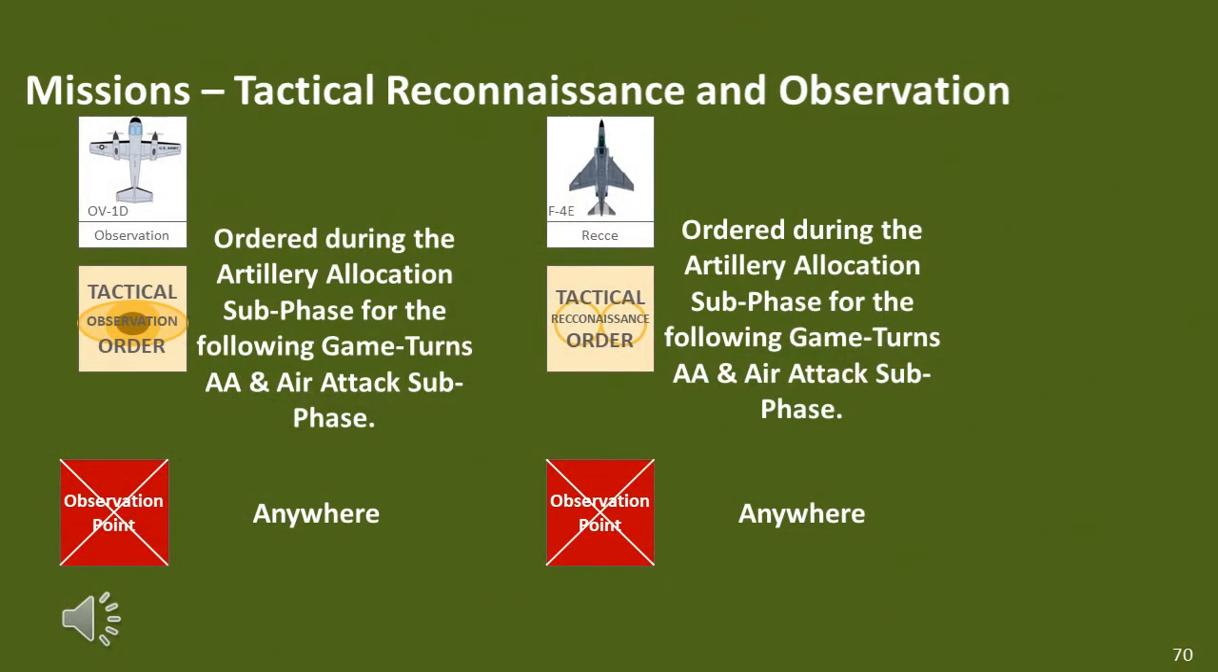Tactical reconnaissance and observation missions, in theory, can be set before the game begins, in which case a player must state the aircraft, game turn of arrival, and the observation point or observation path. However, to avoid issues with sortie rates, this is only allowed if the mission occurs on game turn 1. A tactical reconnaissance and observation mission issued during the game can have the observation point or observation path set anywhere on the playing area. Tactical reconnaissance and observation mission orders are set during the phasing aircraft allocation subphase, and they are executed the following game turn during the anti-aircraft and air attack subphase.